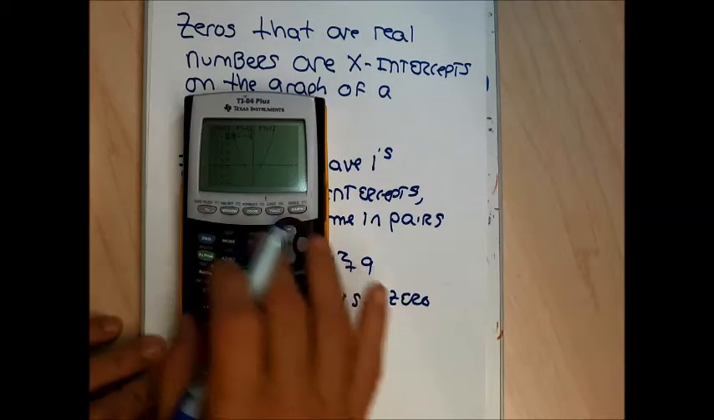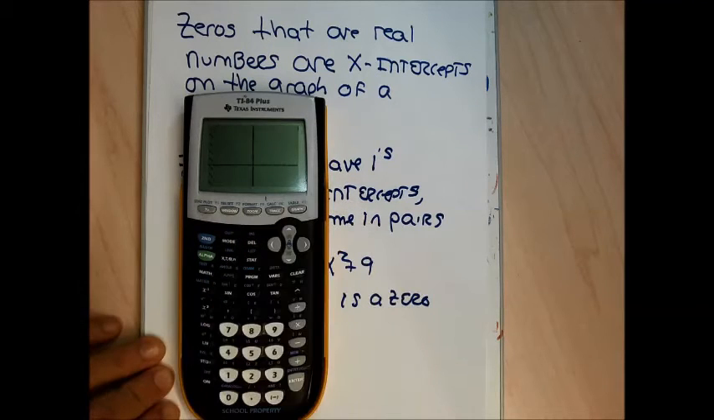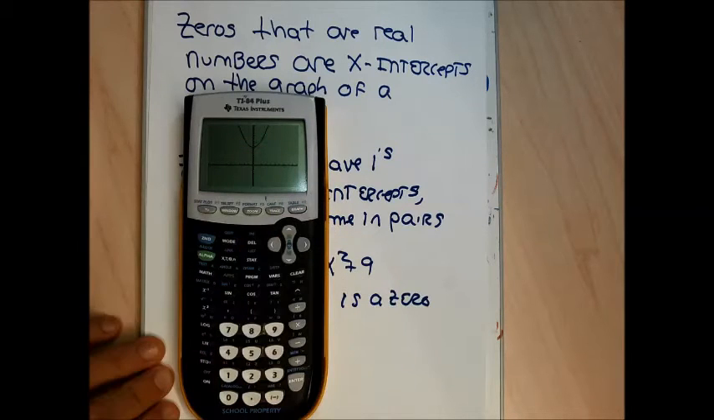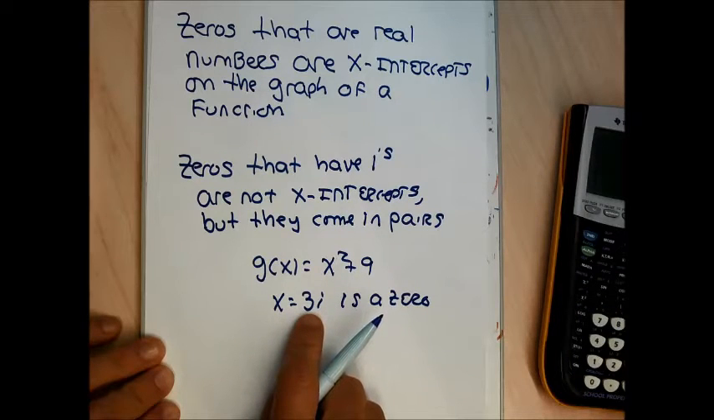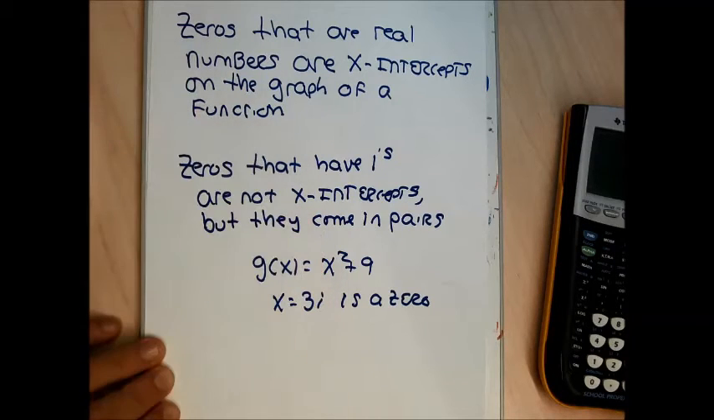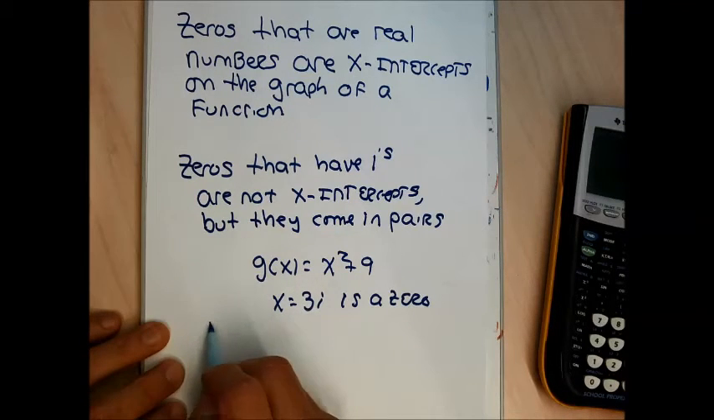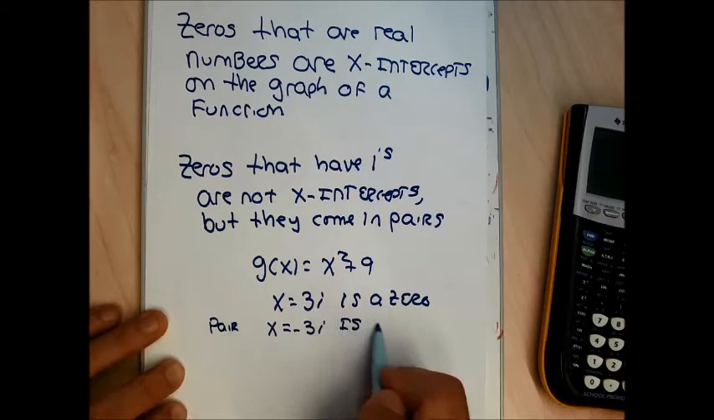If I graph the function y equals x squared plus 9, I think I have a window that's going to make this fine. If I look at the graph, it doesn't cross the x-axis at 3i because 3i is not even on the x-axis. Imaginary numbers don't show up on a graph. So it's not going to have x-intercepts at the zero, but the zeros are going to come in pairs. If 3i is a zero, then the pair of it, which is x equals negative 3i, is also a zero.